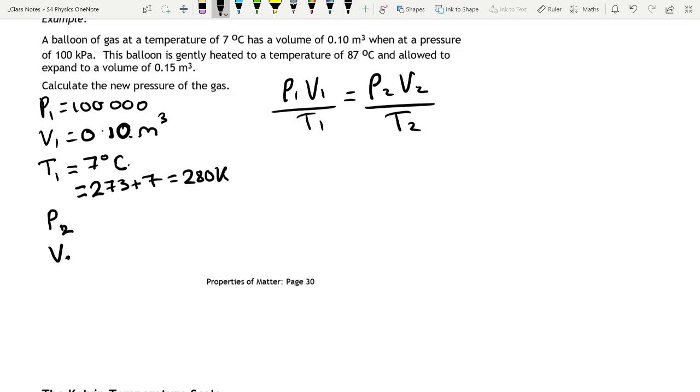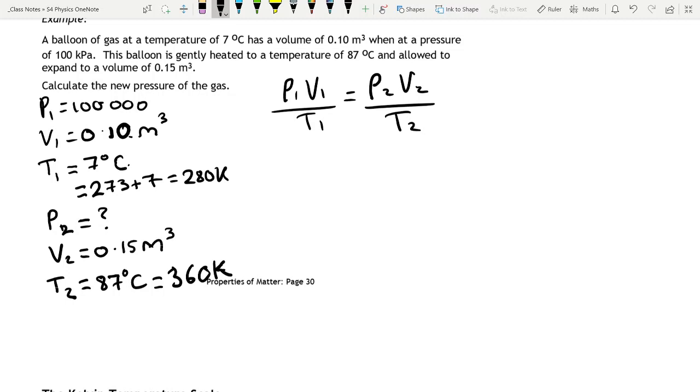P2, V2, and T2. P2 is what we want to find. The second volume is 0.15 meters cubed. And the second temperature is 87 degrees C. So we have to add 273 to that to get Kelvin. So 273 plus 87 is 360 Kelvin. And then you just put them all into your equation.